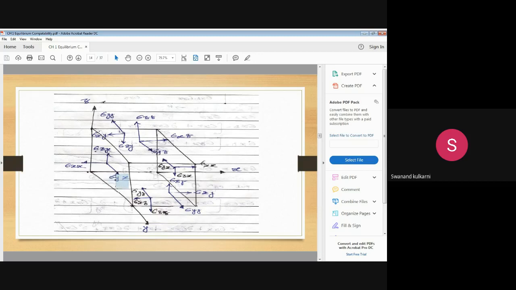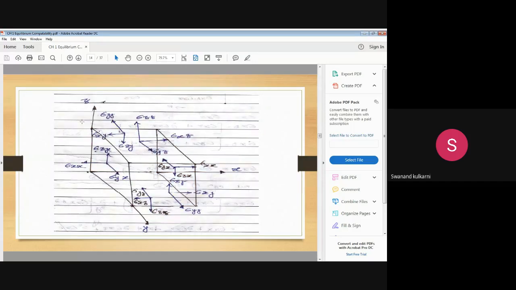Here you can see this particular sigma xx, then sigma yx you can see here, and similarly sigma zx you can see here. So equal and opposite. If you take this particular component of force, it is equal and opposite to this particular component. Similarly, for this component of force shown here, an equal and opposite stress is present here. So on each and every surface parallel to this surface, these are the stress systems present.